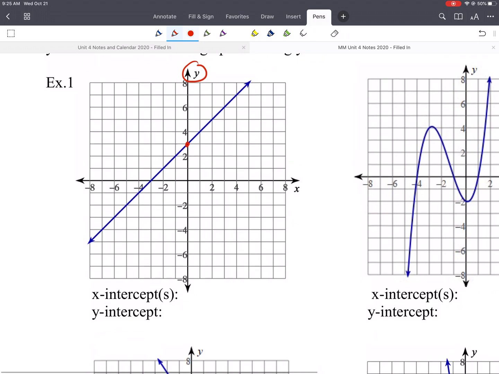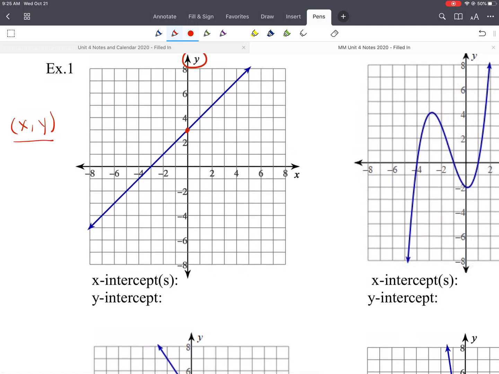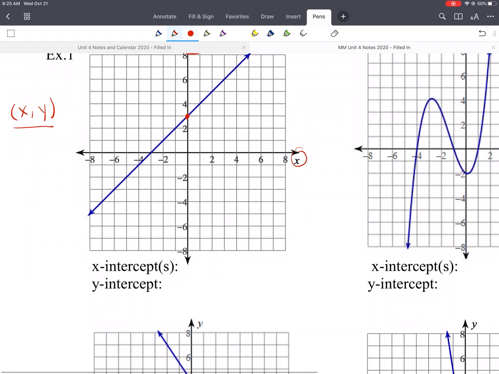All right. When you're writing down your ordered pairs, please remember that it's x comma y. It's like alphabetically ordered. So we want to write down the x value first and then the y value. Here's our x-axis, so we'd look at this point and say it crosses at 0. So we have an x value of 0, comma, and then a y value of 3. So this would be (0, 3).